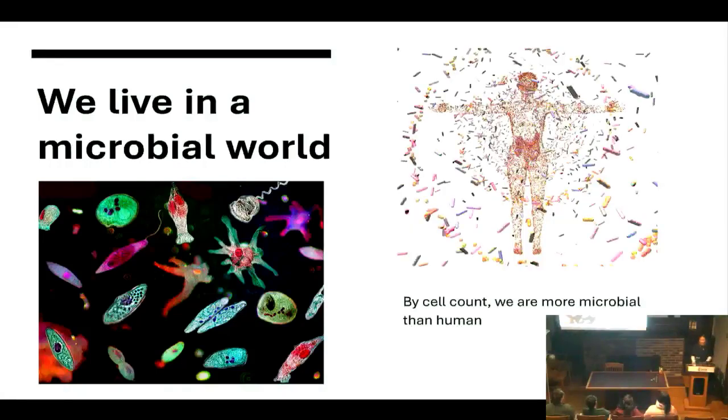So as well as microbes running the world, they also run our bodies. By cell count, we're more microbial than human. There are about 2 to 10 times more microbial cells on and in us than human cells. A lot of them are neutral. Some of them are beneficial to us. They can transform nutrients in our food to be biologically accessible to us so we can digest it. Very few have the potential to cause disease.